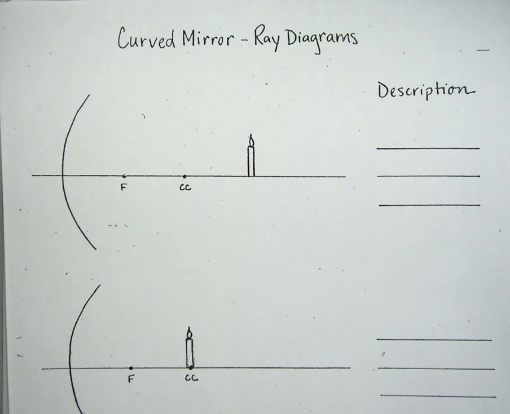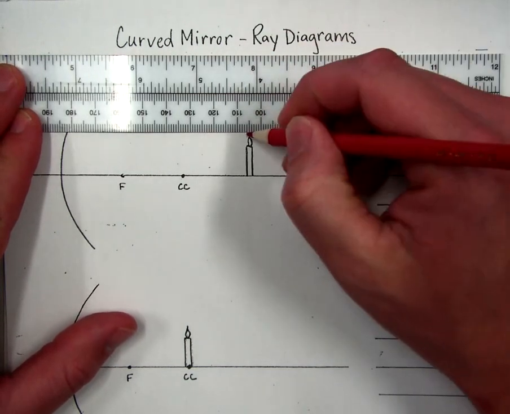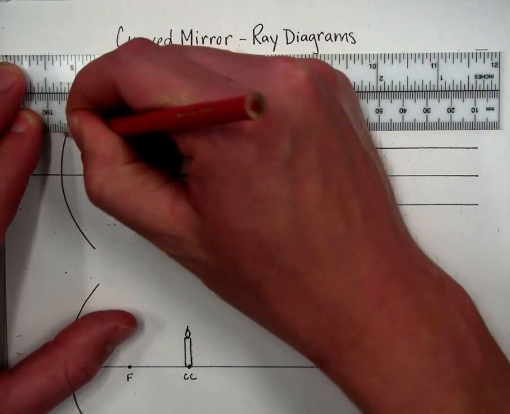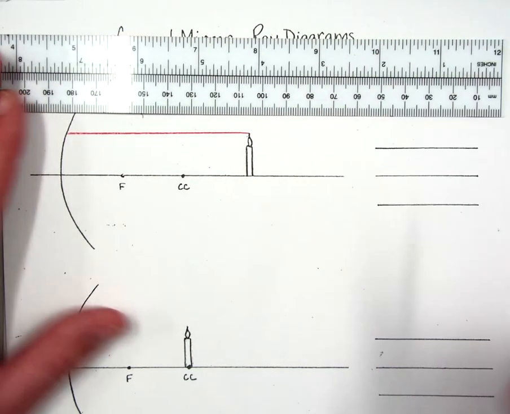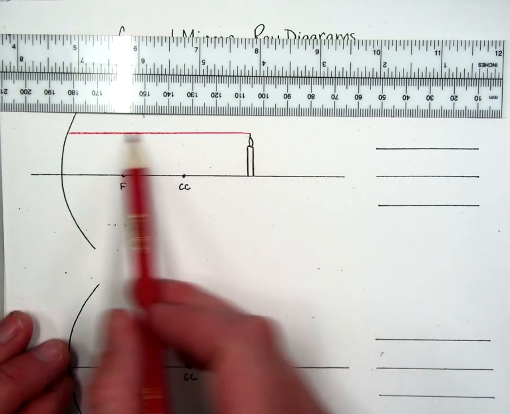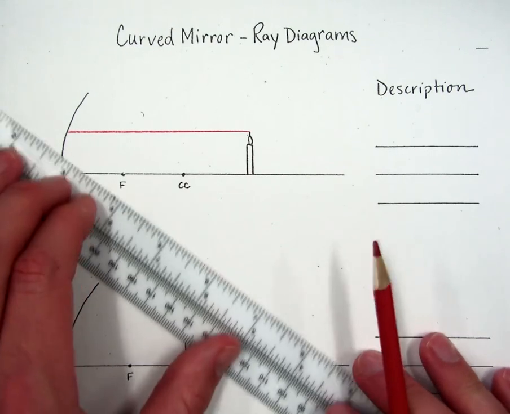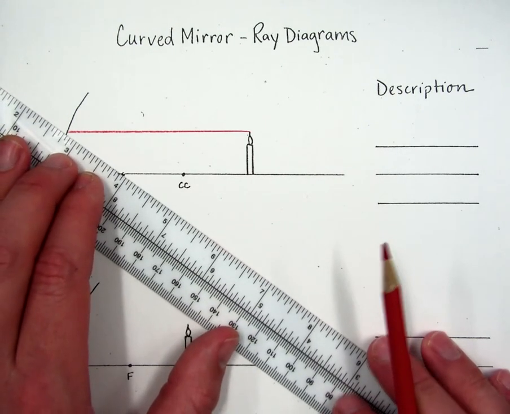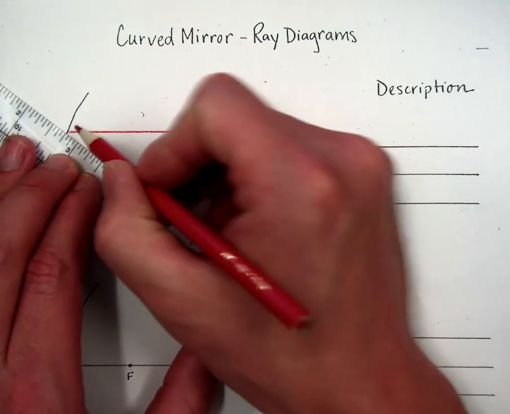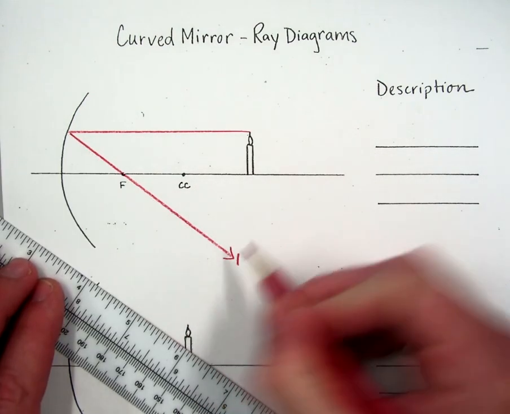So to begin with, I'm going to use a ruler and I'm going to draw a straight line to the mirror that is parallel to the principal axis. This is our principal axis. So ray 1 comes in parallel to the principal axis, and when it hits the mirror, any light ray coming in parallel will pass through the focal point, and I'm going to call that ray 1.